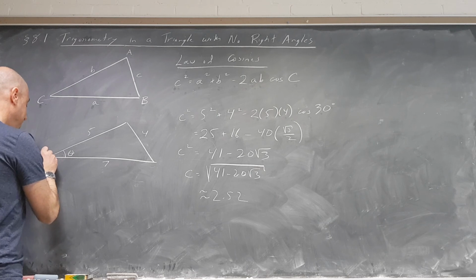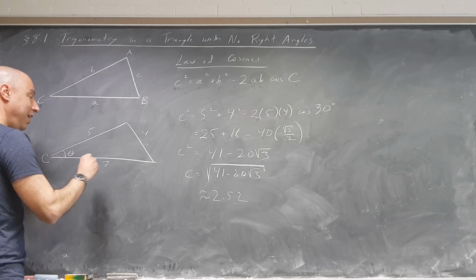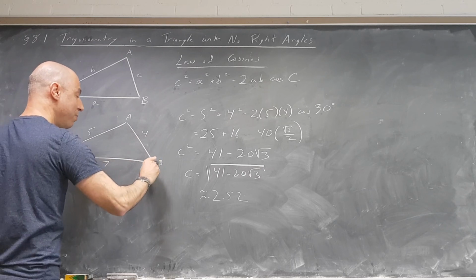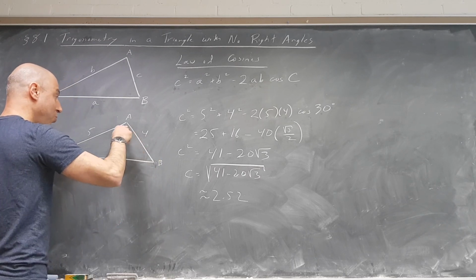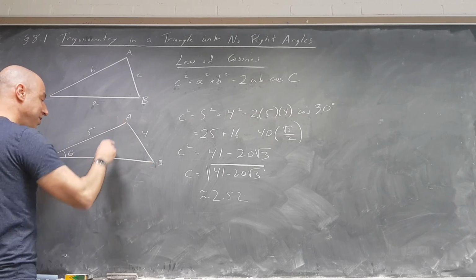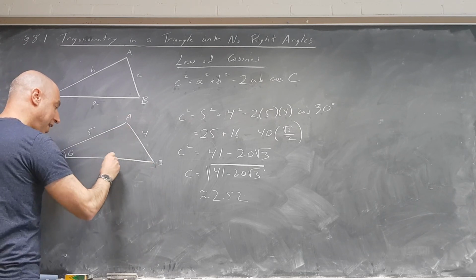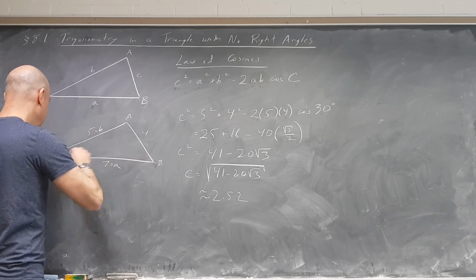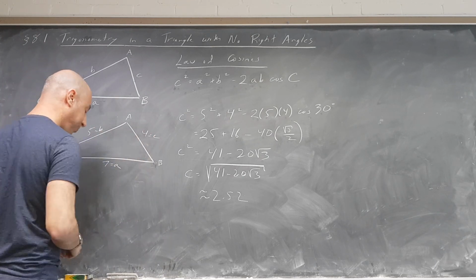So this is going to be my capital C. This will be my capital A, my capital B. You can put the letters wherever you want, as long as once you decide on where the A, B, and C go for angles, you make the same decision. Opposite to A, this is little a. Opposite to B, this is little b. And opposite to C, this is little c.